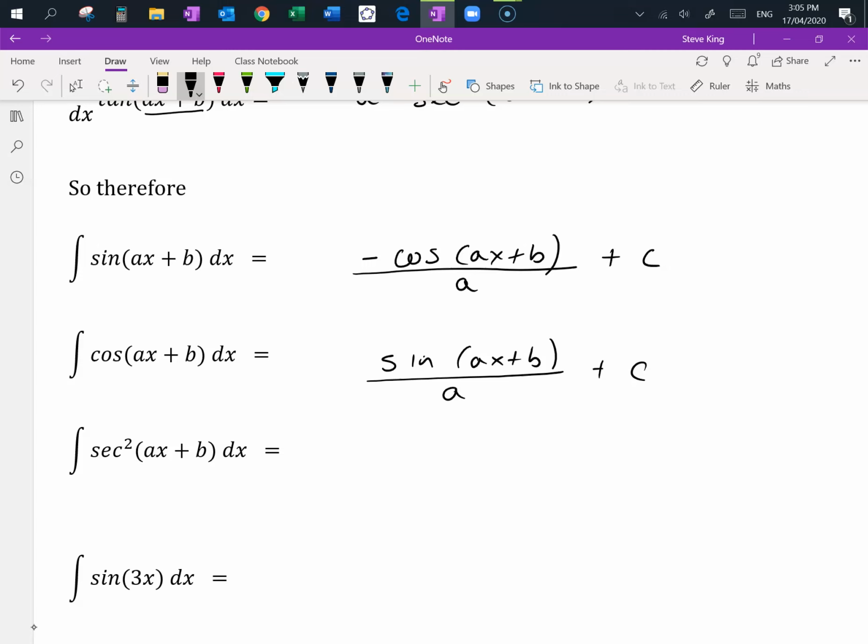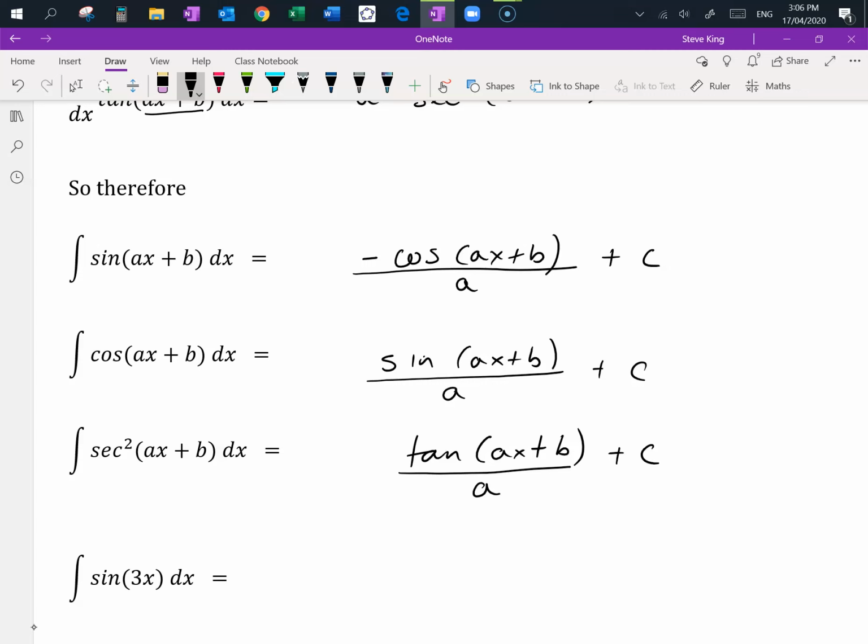And finally, what did I derive to get sec squared? Well, I derived tan to get sec squared. But again, I had to divide it all by a in order to get the right coefficient. And obviously at the end, I must add on c. So here we have the integrals of those three functions. Those formulas are on the formula sheet, so you just need to think about how we went about getting them every time you use them.